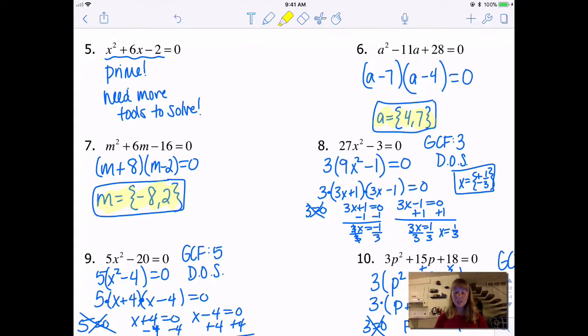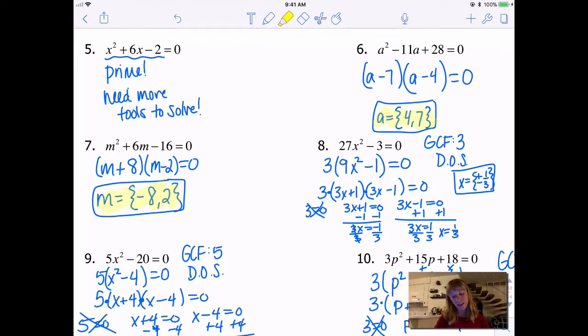Okay, so here are your last 3 answers. Number 5, this one we've seen come up a couple times. That polynomial is prime. We will learn how to solve that polynomial later, but right now if we can't factor it, we can't solve it, so we're going to leave it as is. And number 6, you can actually factor that one. We get a minus 7 and a minus 4 equals 0. If you set each equation equal to 0, your final answer will be a equals 4 or a equals 7.